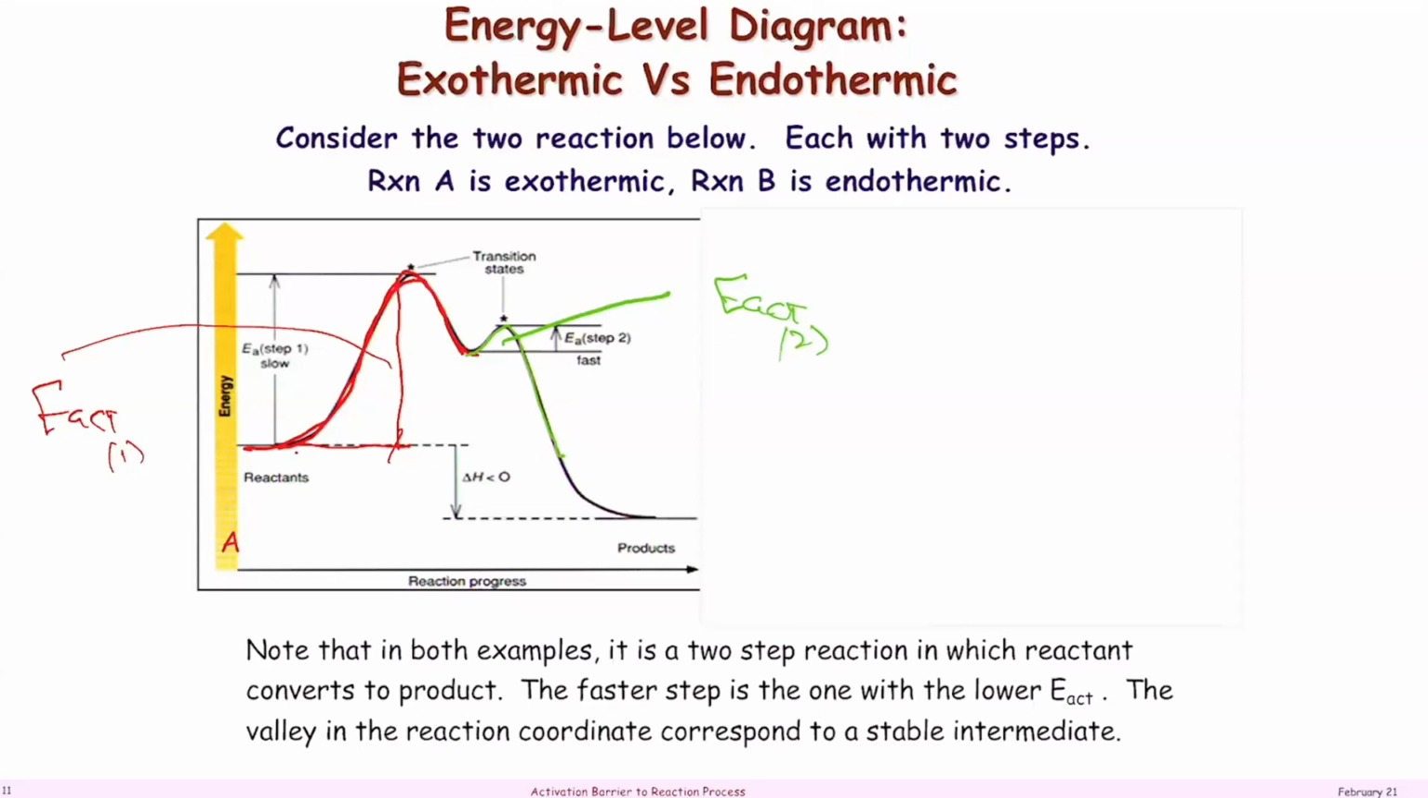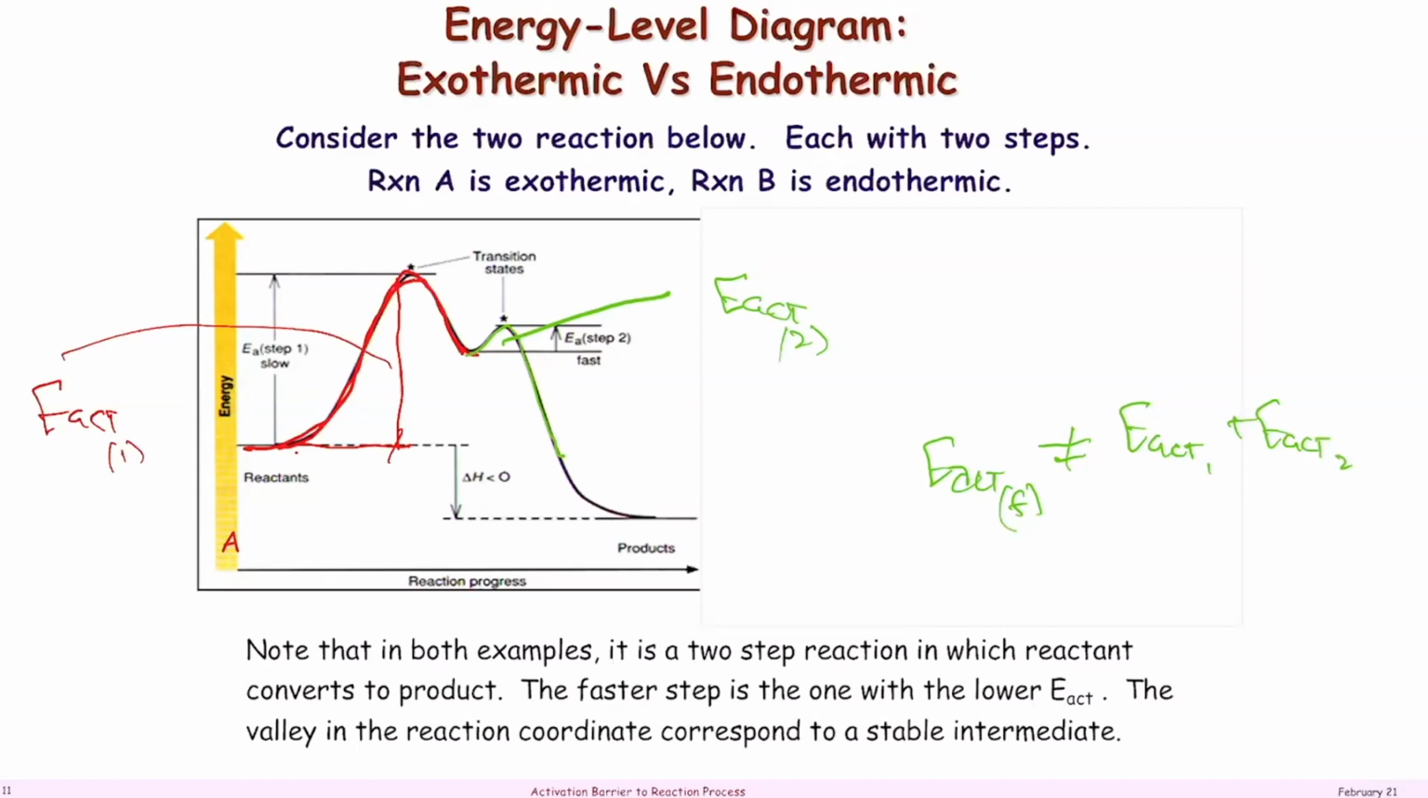Now, let me just make sure you are clear, because this is a point of confusion for all students who study kinetics the first time. E act forward, that is the overall activation energy, is not equal, again, it's not equal to E act 1 plus E act 2.